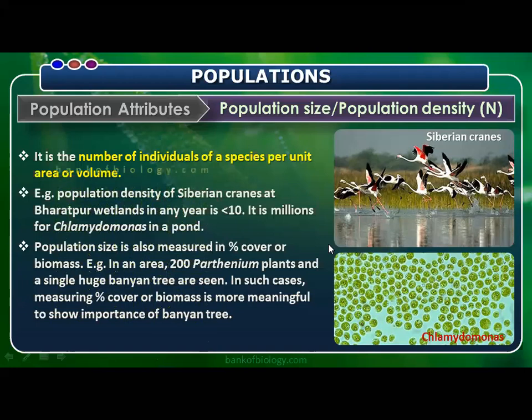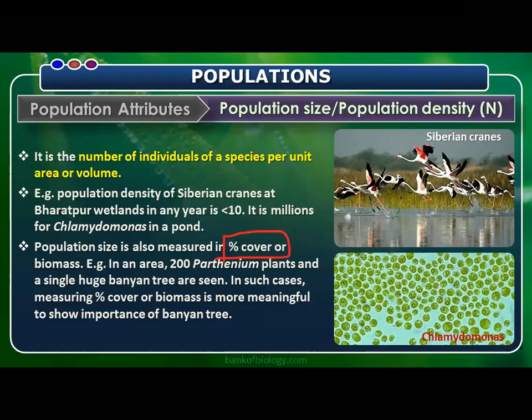Okay, before we go into that, let's talk in a general way. For example, in 1 acre area, 100 tigers are present. If that is called density, for example, you can't find only 100 tigers in 1 acre area. If in a 1 acre area 1,000 tigers are present, what can we say? That density is more, in a general way here. Okay, we are talking about tigers. Tigers means very few are present. Okay, population size is also measured in percent cover or biomass.